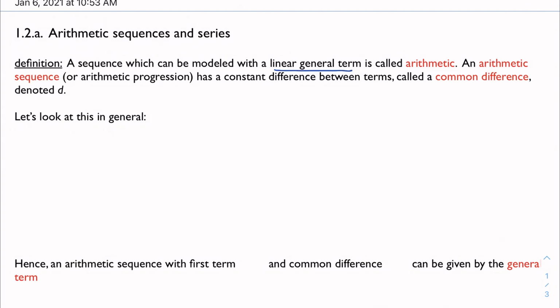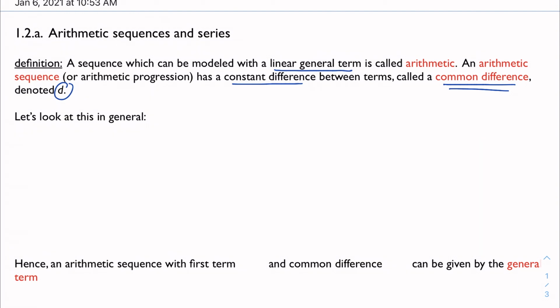There's some kind of constant value that we're adding to each term to produce a new term. So this constant difference is going to be called a common difference, and we denote it with the letter d for difference. So one thing we want to do with arithmetic sequences is try to establish some kind of a general rule so that we're able to determine the general term every time. So let's look at this in general.